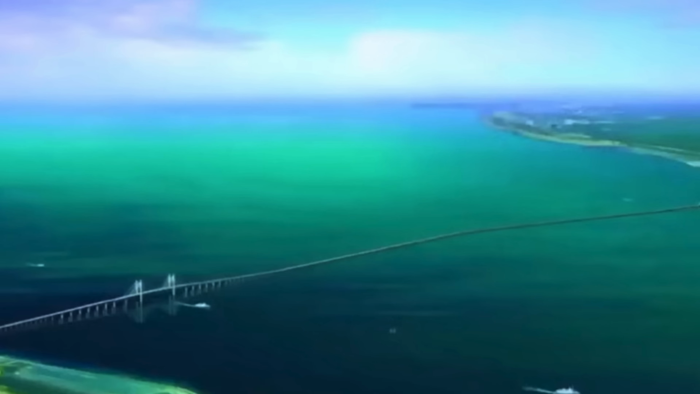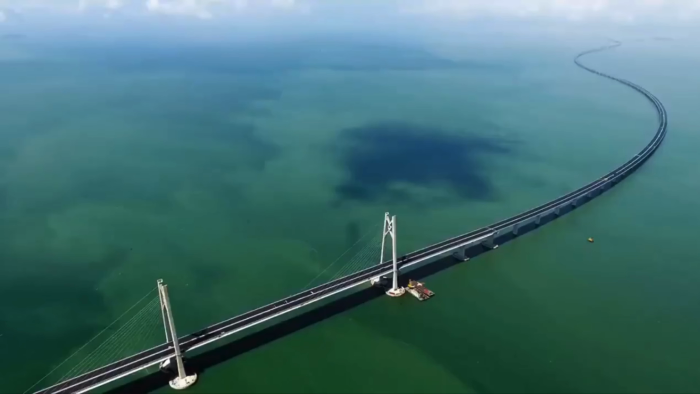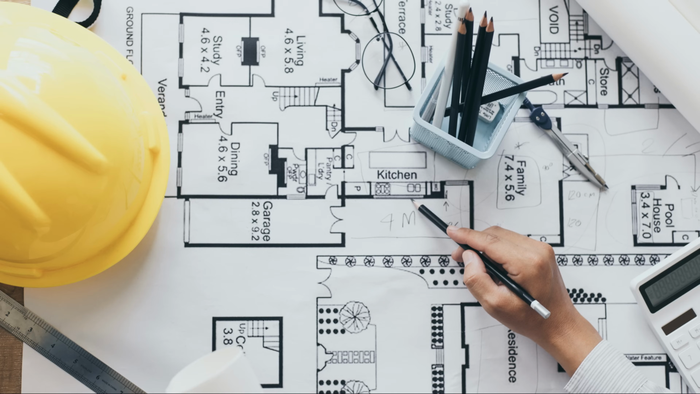Here is another one with a really long bridge. So again, my question is the same. Do they account for curvature or not? Here is this causeway again, which is 23.8 miles long, and there's apparently 380 feet of missing curvature. And we can go on and on and on, and basically we can see the same thing. So again, when engineers do their planning and their calculations, I don't think they account for any curvature.